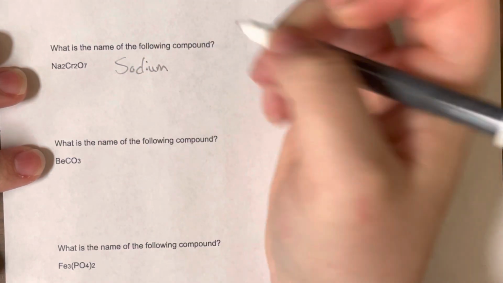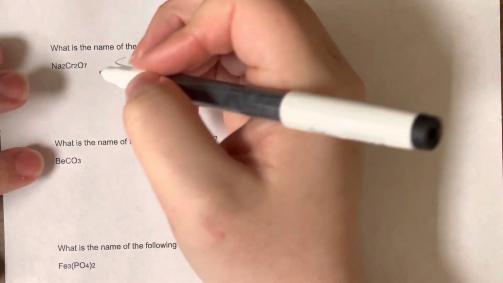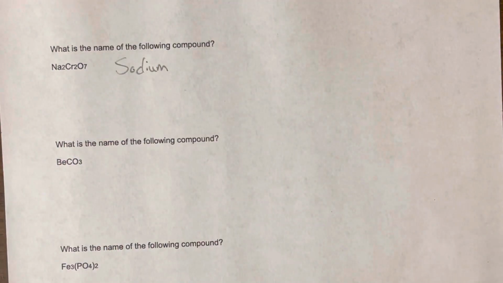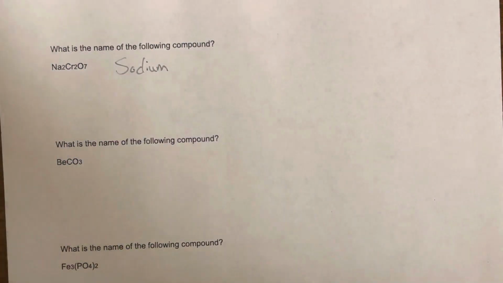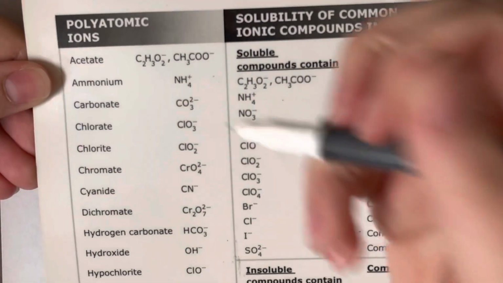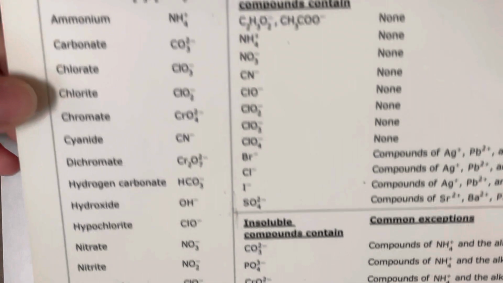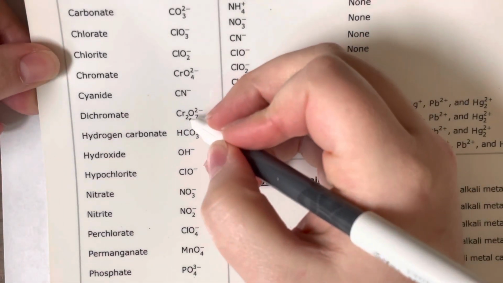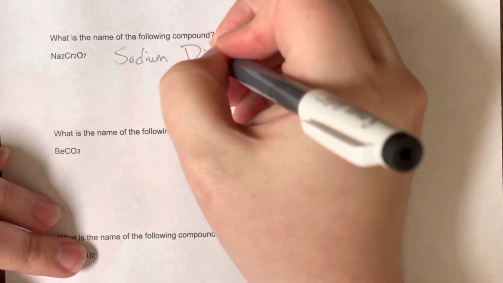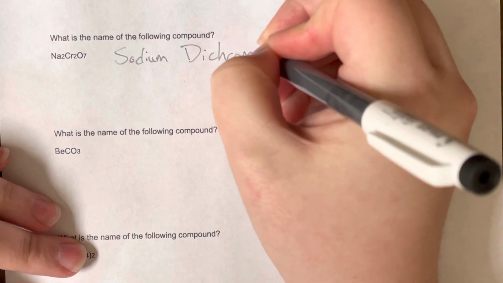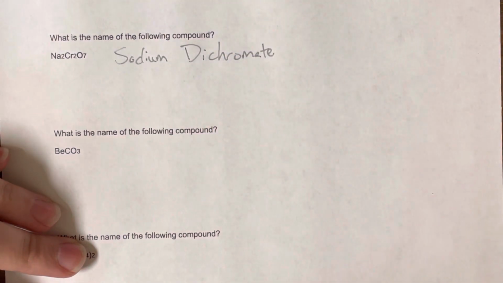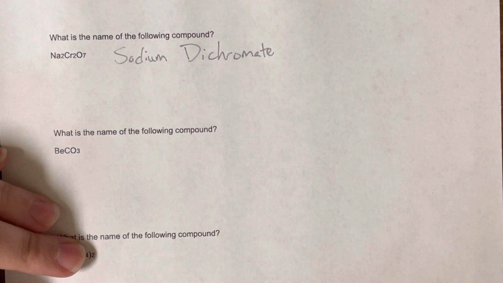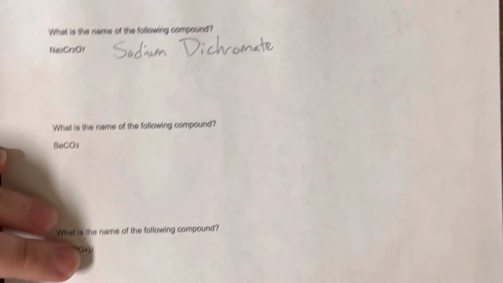And identify my anion, which is Cr2O7. That is multiple atoms, which would make that a polyatomic ion, so I would look on the inside of my periodic table to my polyatomic ion list sheet, and I'm going to find Cr2O7. Cr2O7 has the name dichromate. Polyatomic ions do not change their suffix. So the name of Na2Cr2O7 is sodium dichromate.